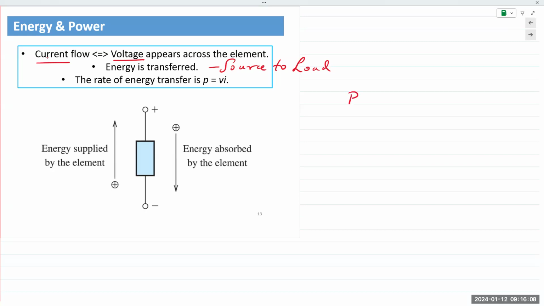Electrical power is given by this equation, V times I. P is equal to VI. It doesn't matter what the component is, whether it's a resistor, a capacitor, or an inductor, you would use this equation. P equals V times I. Power is the product of the voltage and the current for that particular element.